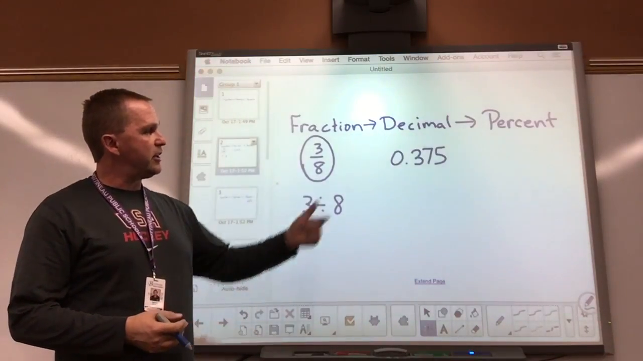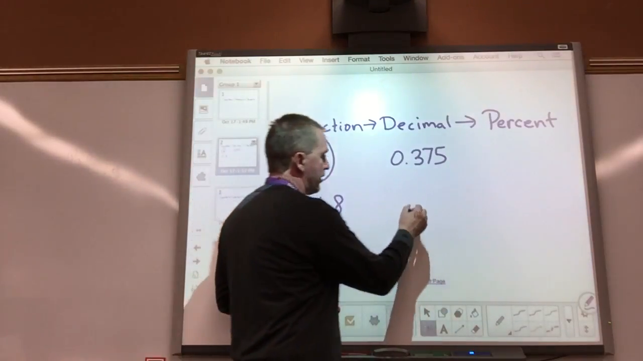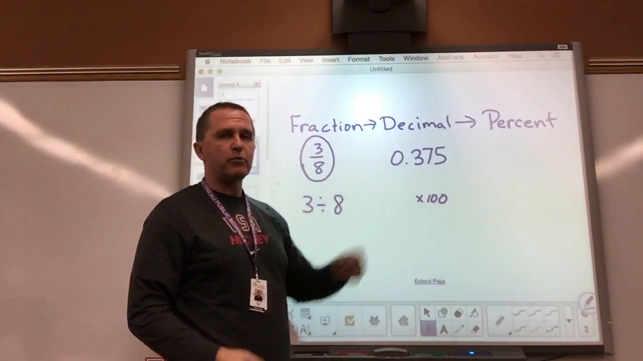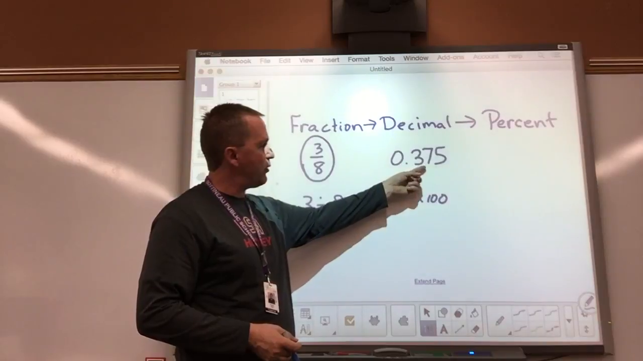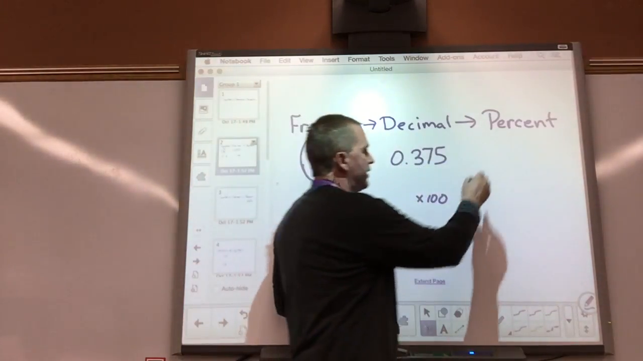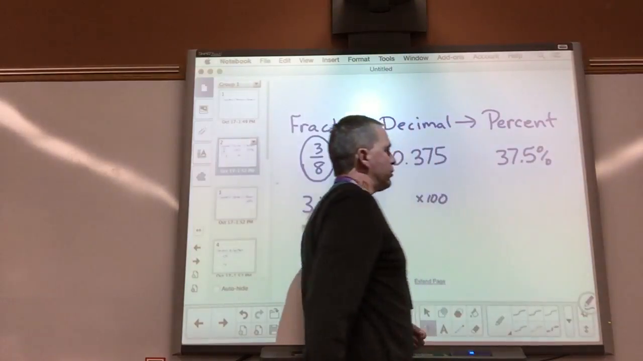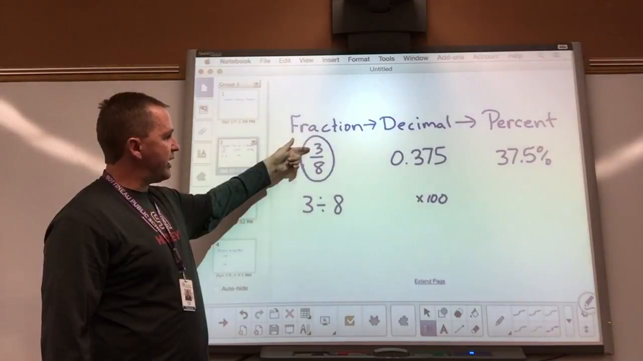Now when it comes to changing a decimal to a percent, we need to multiply by 100. So if we want to go this way, it's going to be times 100, which if you're comfortable with that, that's simply going to move the decimal 2 spots to the right. So if the decimal point is here, multiplying by 100 is going to move it 2 over, and this would then become 37.5%.